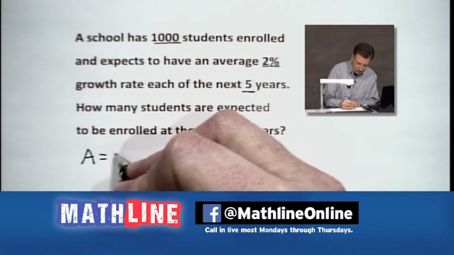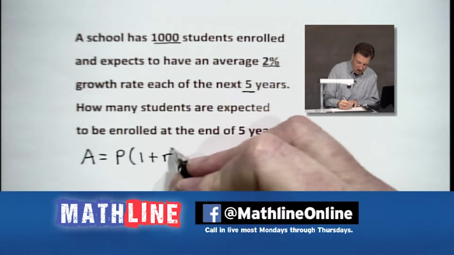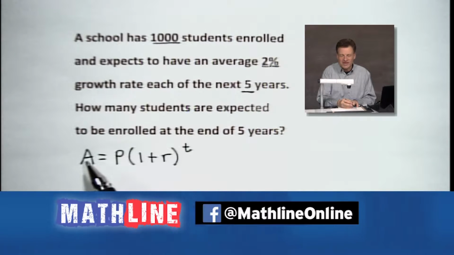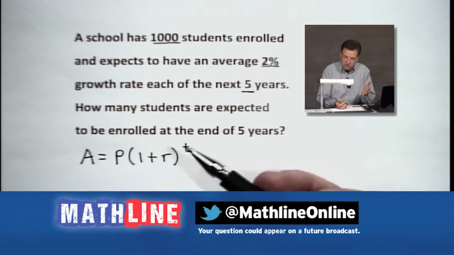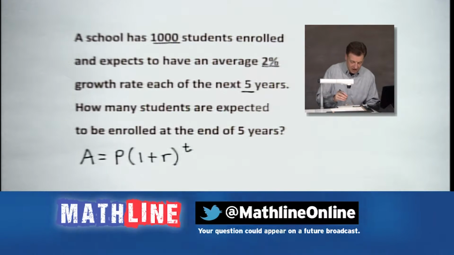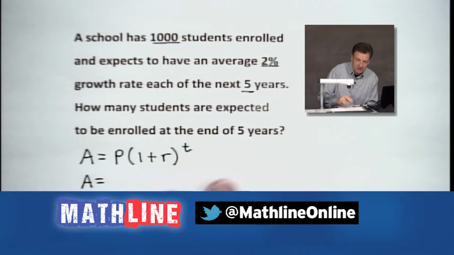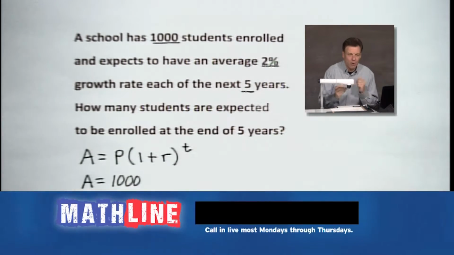A equals P times, how about it, 1 plus R, and our exponent T. Now, as I said, A is what we're going to be looking for. That's going to be the new total. Basically, we'll look at this piece by piece. But at this point, what we do know, everybody with me out there, I hope, is that P is 1,000. That's your starting point.